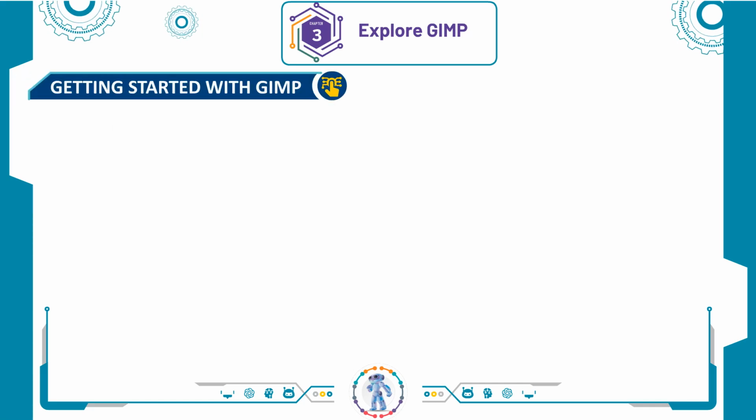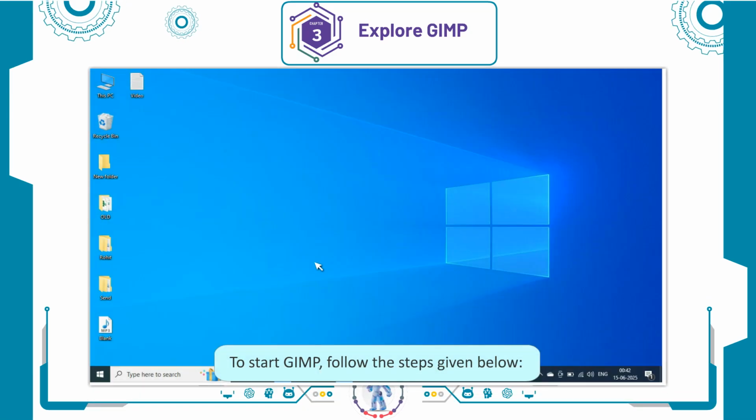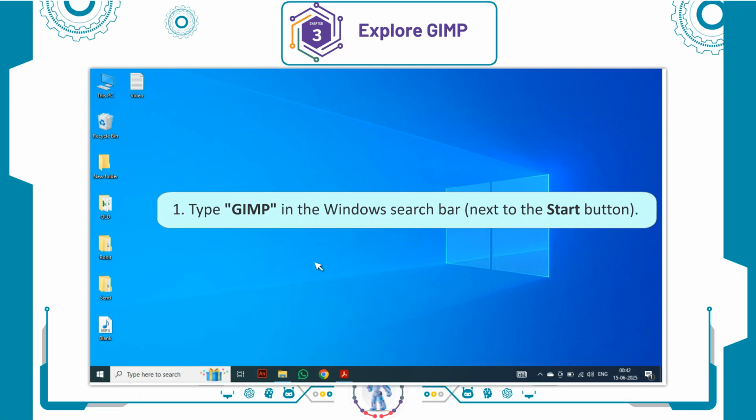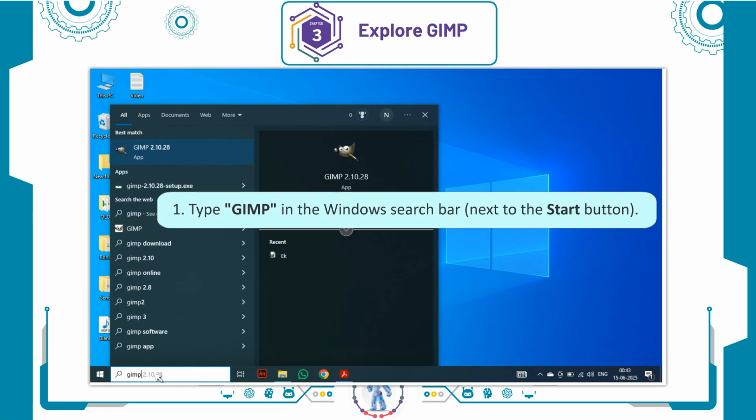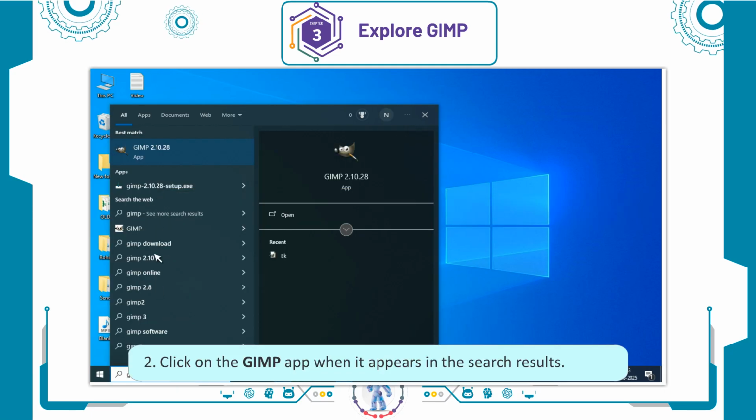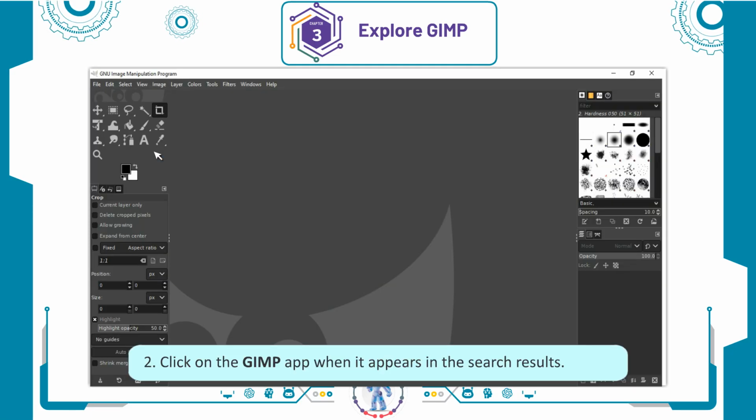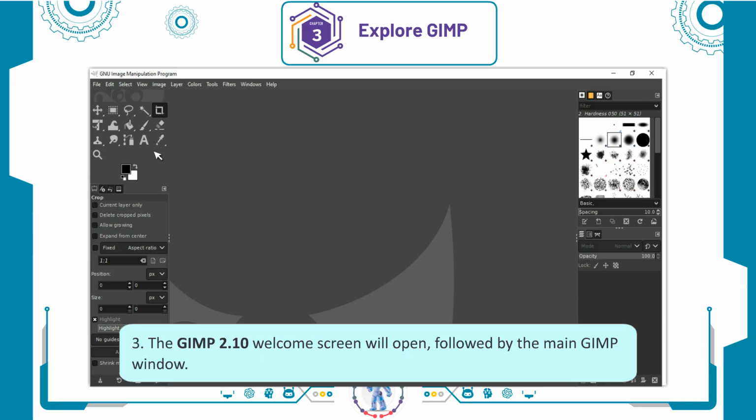Getting started with GIMP. To start GIMP, follow the steps given below. 1. Type GIMP in the Windows search bar next to the Start button. 2. Click on the GIMP app when it appears in the search results. 3. The GIMP 2.10 welcome screen will open, followed by the main GIMP window.